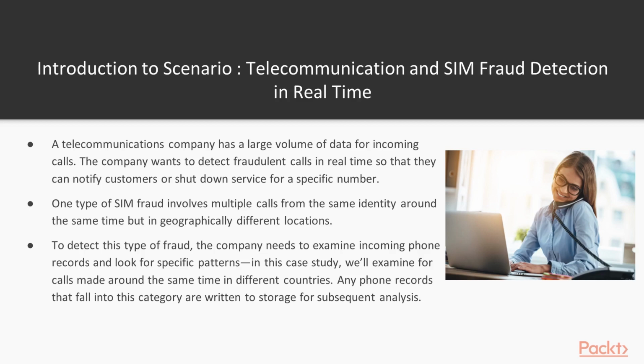One type of SIM fraud involves multiple calls from the same identity around the same time but geographically from different locations, and this is typically used to detect this type of fraud. The company also needs to examine the incoming phone records and look for specific call patterns. So they need to look into the call detail records, or CDR records, for the customer.